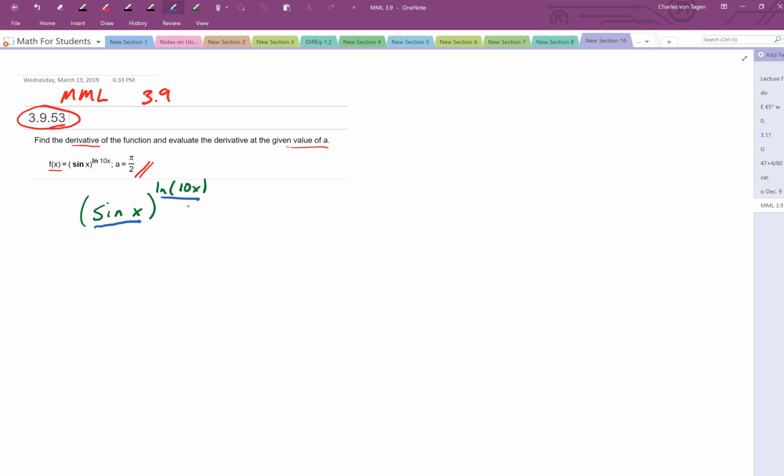So this is one of those examples where you cannot use the power rule, nor can you use the exponential rule. Neither of those apply when both the base and the power have variables in them. So this is from section 3.9, where we introduced a technique called logarithmic differentiation, and so we're going to have to use logarithmic differentiation on it.